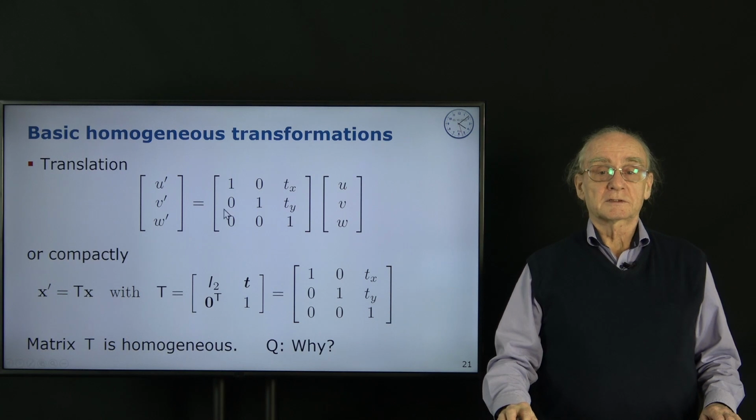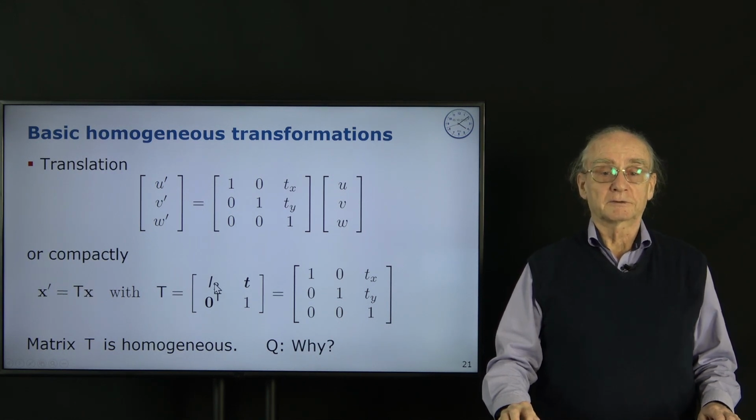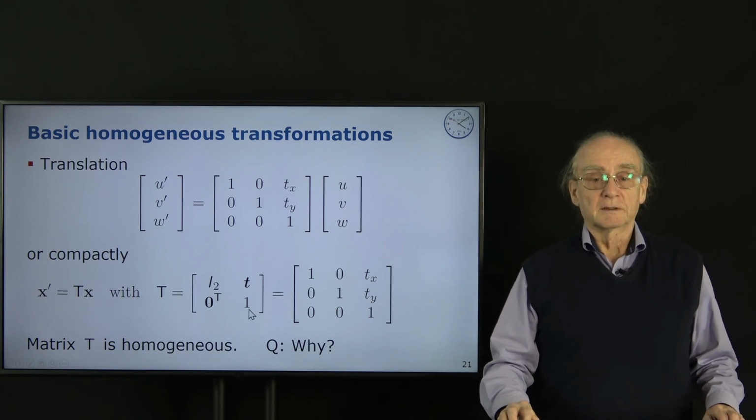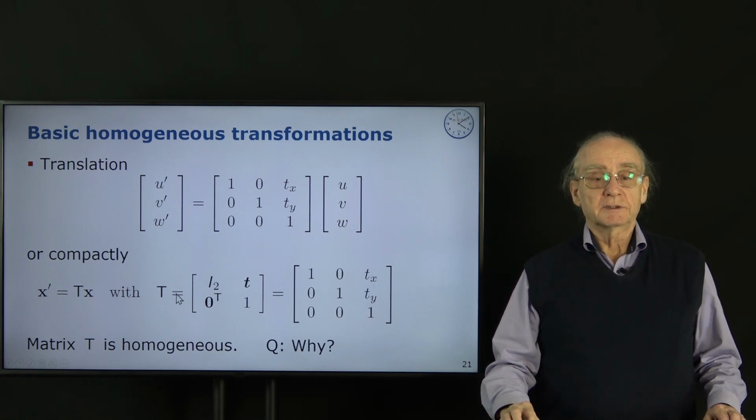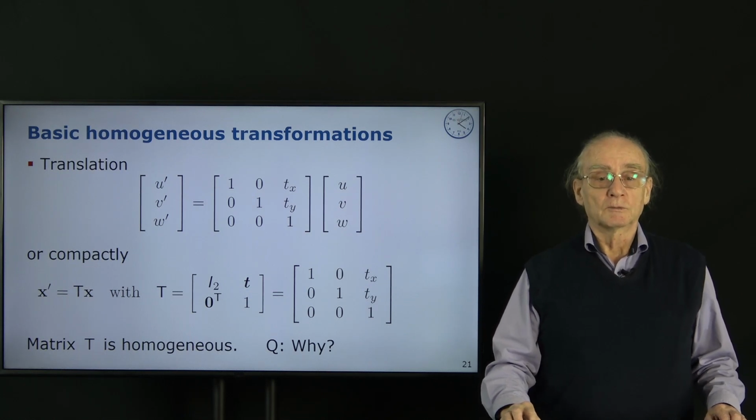But you can also write this equation compactly as x prime equals some matrix T, which is this 3 by 3 matrix, multiplied with the original vector, with T consisting of 4 parts. The upper left part is a unit matrix, the upper right part is a translation vector, the lower left part is a horizontal 0 vector, and the last element is a 1. So it's this matrix. Now, this matrix is written upright. So it's not a slanted T, but an upright T. So it's a homogeneous matrix.